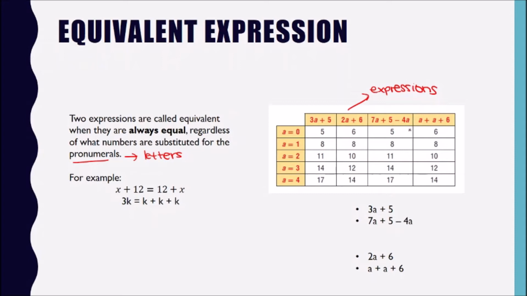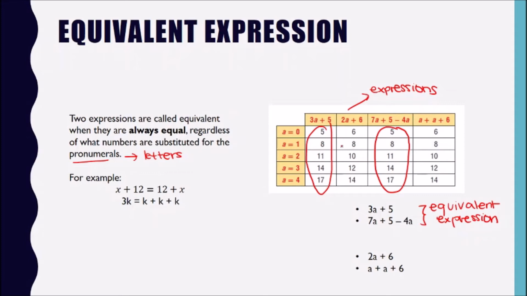But first, by looking at this table, we can see that 3a plus 5 is an equivalent expression to 7a plus 5 minus 4a. We can tell because these values here are the same as these ones. When you substitute the same number into both expressions, they equal the same. When a equals 0 here, it equals 5, and when a equals 0 in this expression, the expression also equals 5.